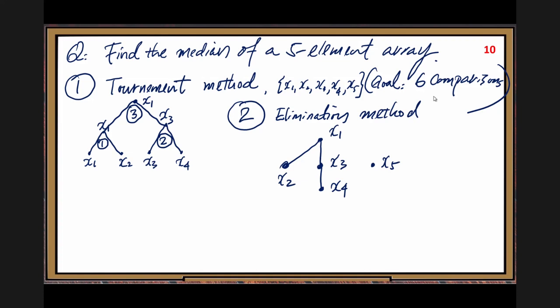x1 is among the top 2, so we can safely eliminate it. Gone. We take x1 away from consideration. To find a median, we never need to look at x1. We only need to consider the remaining 4 elements.